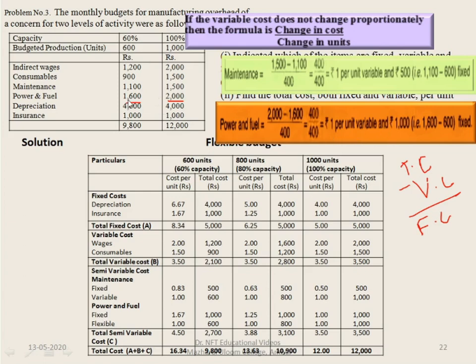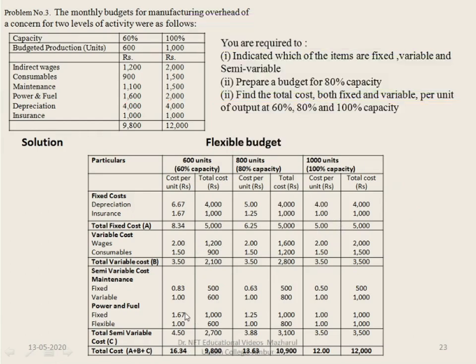For 600 units, total cost of power and fuel is 1600. From that, you have to deduct the variable cost. What is the variable cost? Variable cost is 1 rupee per unit. So 600 into 1 is 600. So 1600 minus 600 is the fixed cost, that is rupees 1000. Now we will apply it here.